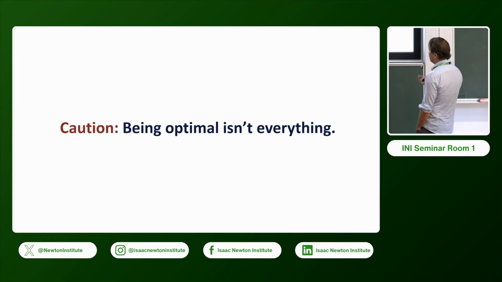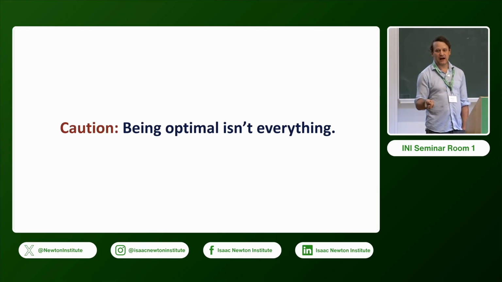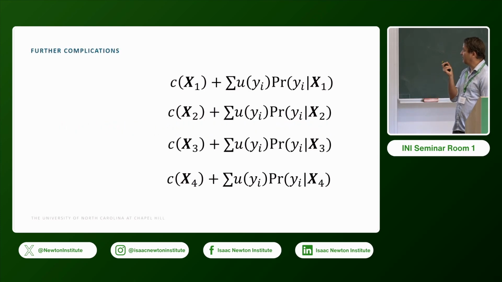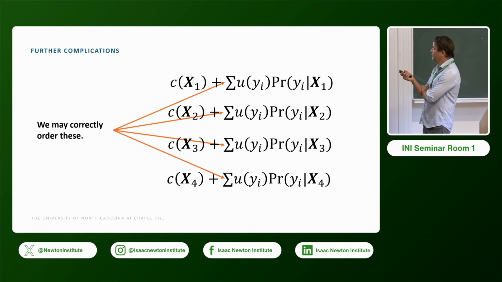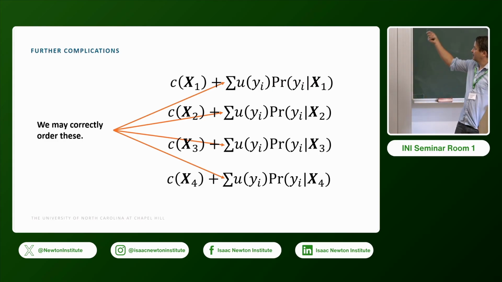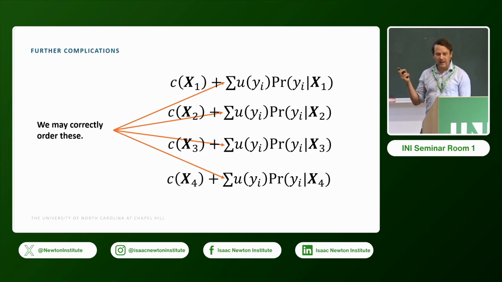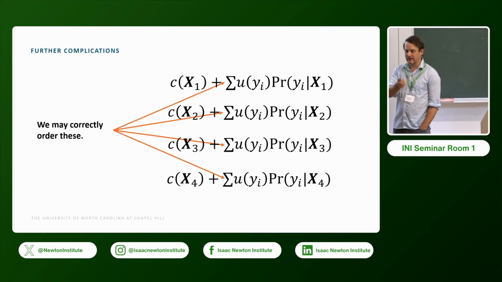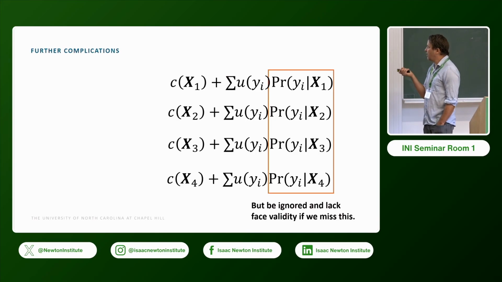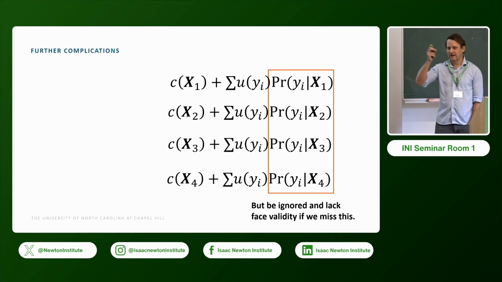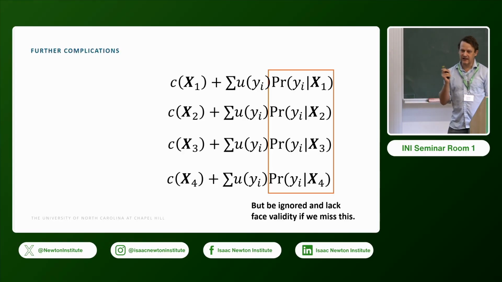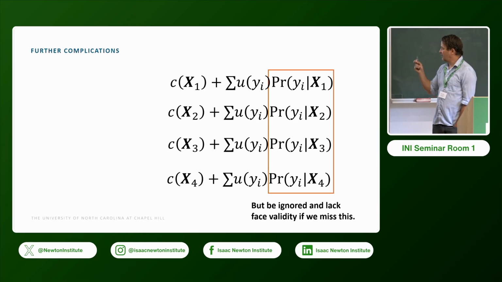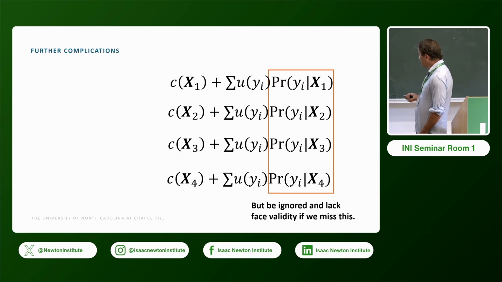And just to close, a few final thoughts. Being optimal isn't everything. I've talked about how we should think about being optimal, and we have a tendency to think, okay, as long as we correctly order these utilities, that's good enough, because we might be optimal in the type of framework that I'm talking about. But we have to remember that communication of this information is always an important part of the whole thing. So we might be ignored and lack face validity if our projections of the future don't seem reasonable, even if the deltas make sense.